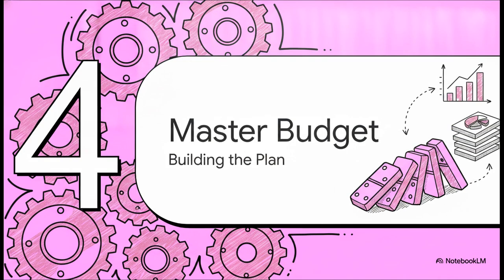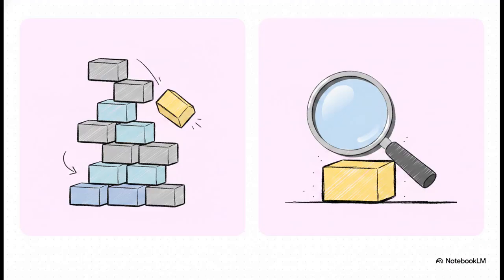All right, Section 4, Building the Master Budget. Okay, we have our forecasts. Now it's time to assemble the pieces. But before we trigger this big logical domino effect, we have to pick our methodology. The two big ones are incremental and zero-based budgeting.